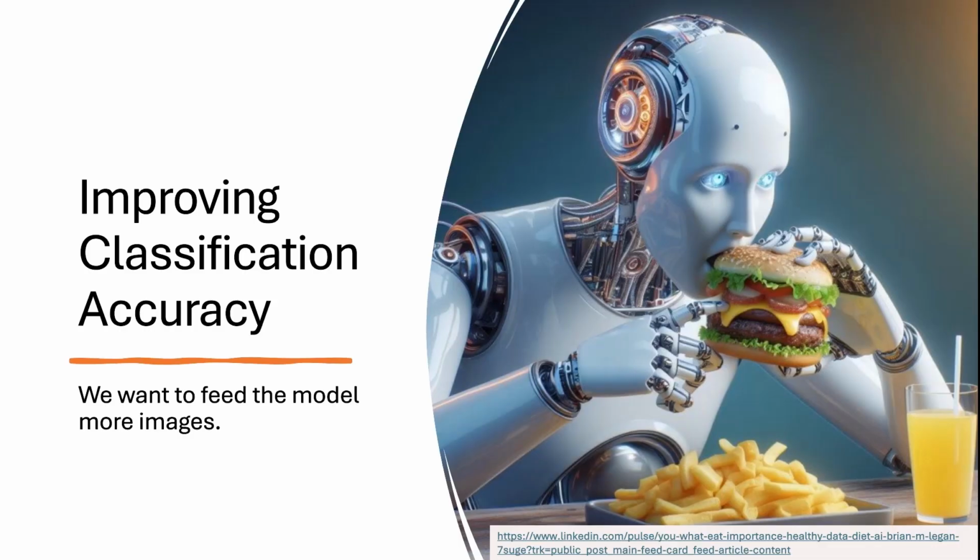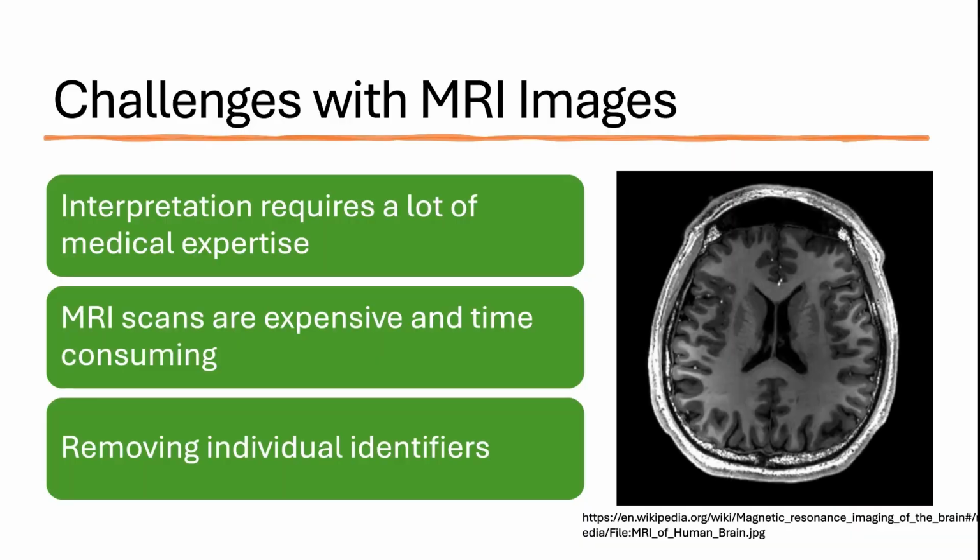To train an AI to do this, we have to feed it real images of MRI scans showing both tumorous and healthy brains until it can learn to tell the difference. Our approach to increase the accuracy of this distinction is fairly straightforward. We want to feed the model more images.